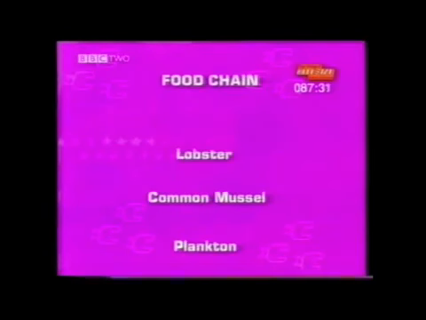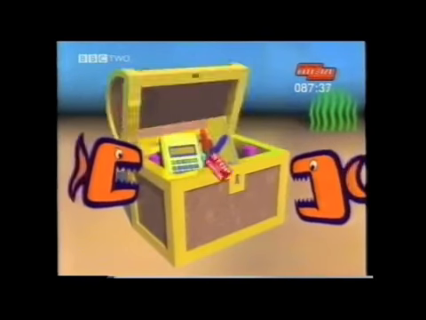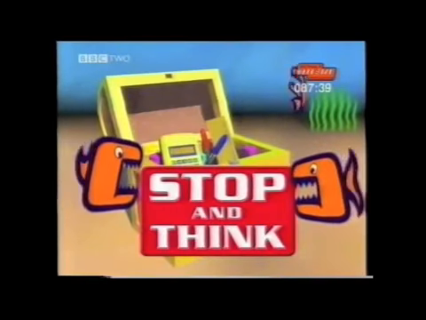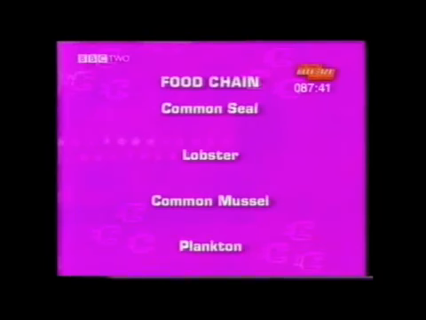Copy this one down and try putting the arrows in. Plankton, common mussel, lobster and common seal. Your arrows should have gone from the food to the feeder. So in this case, from plankton pointing towards common mussel and then continuing through the lobster to common seal at the end of the food chain.